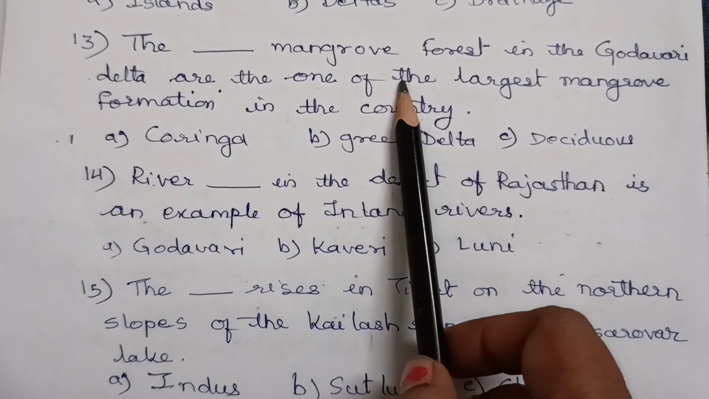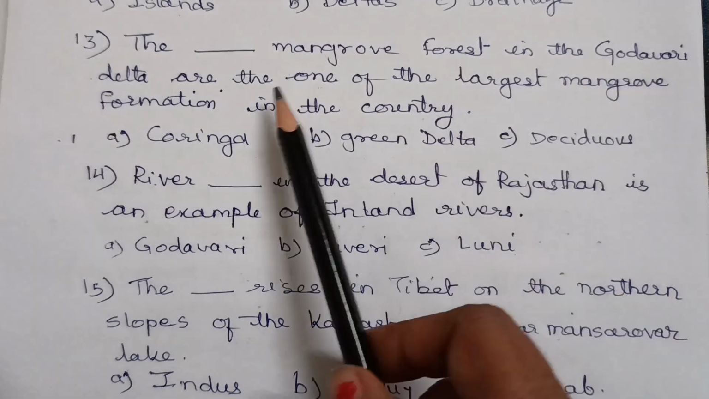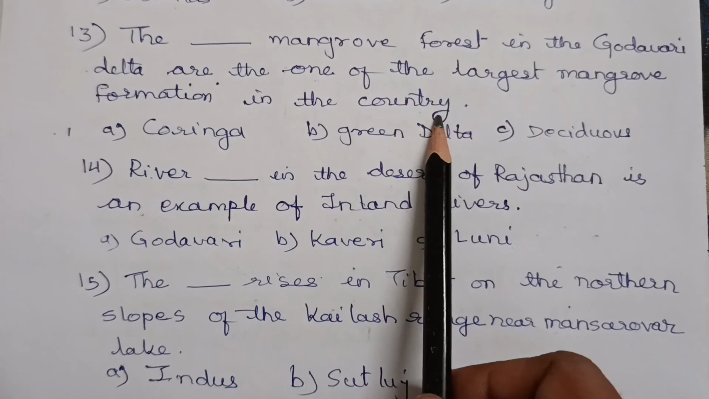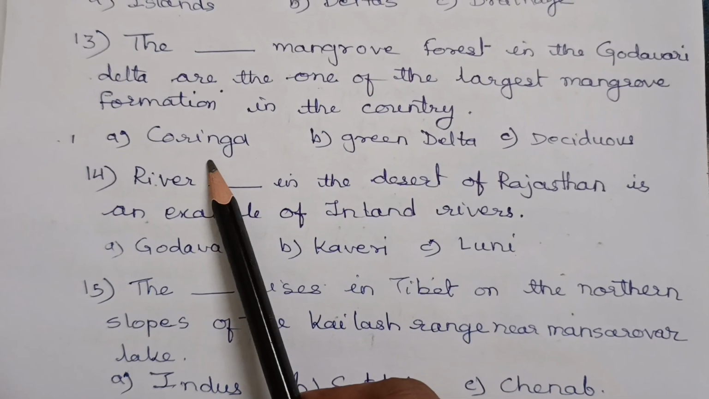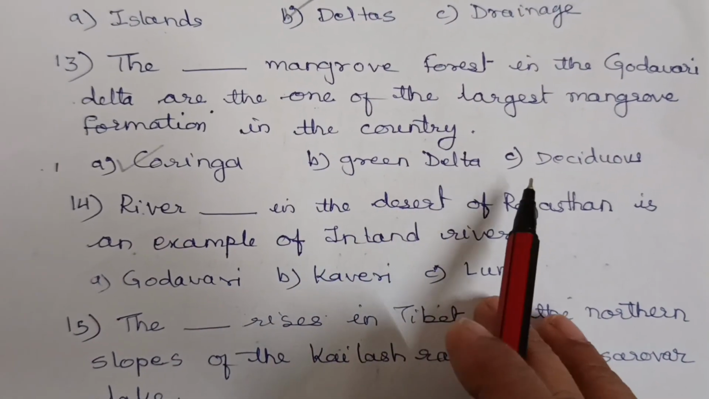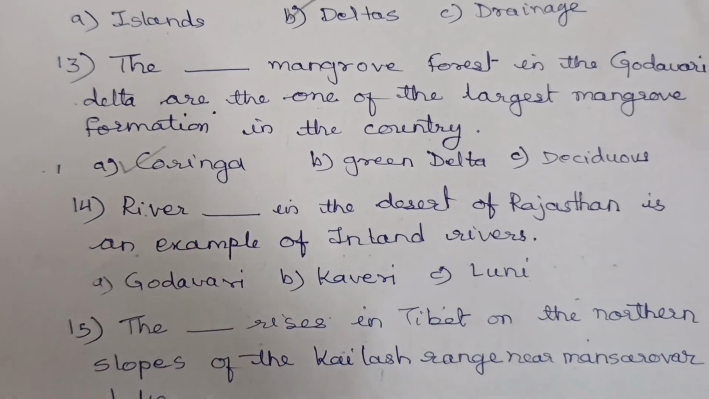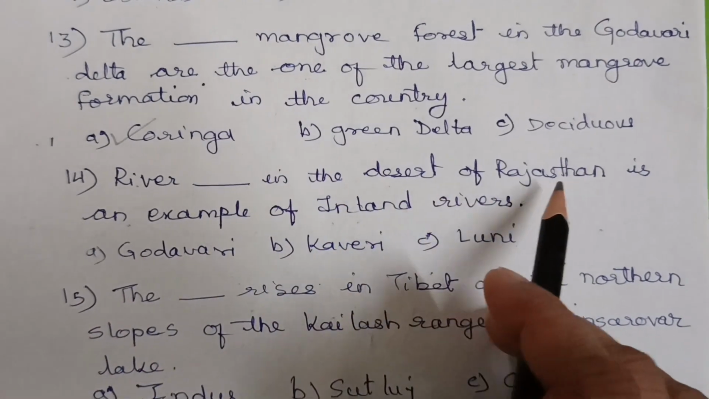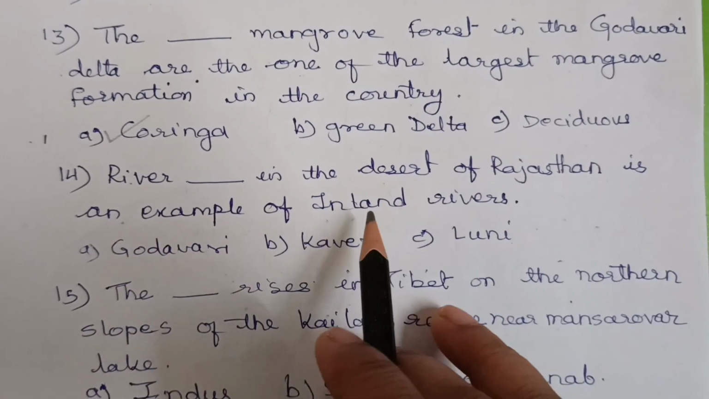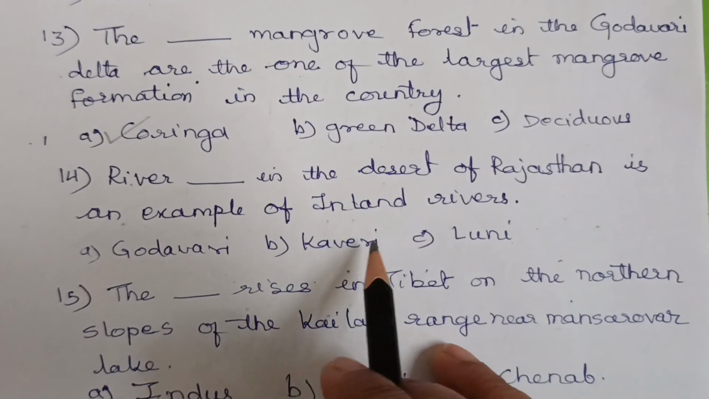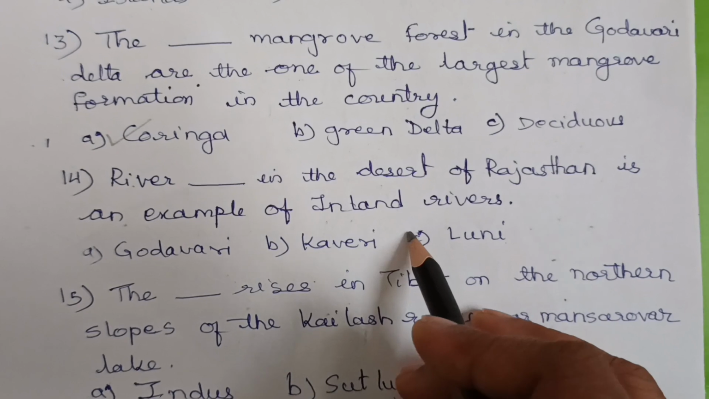Thirteenth, the dash mangrove forest in the Godavari Delta is one of the largest mangrove formations in the country. A. Koringa, B. Green Delta, C. Deciduous. And the correct option is A. Koringa. Fourteenth, river dash in the desert of Rajasthan is an example of inland rivers. Options are A. Godavari, B. Kaveri, C. Luni. And the correct option is C. Luni.